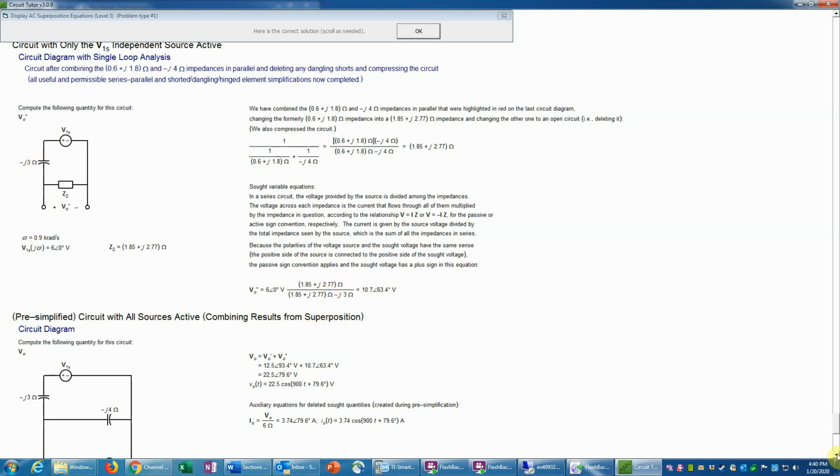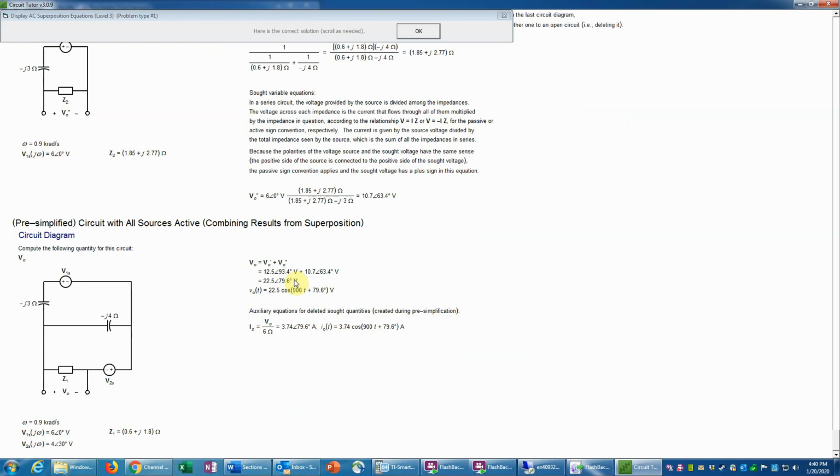And then the last step in superposition would be to combine those two partial values that we had before, which were the 10.7 angle 63.4 and the one from the first calculation for V0 prime, and just add those two numbers on a calculator. Again, you would need a calculator to do that because the result is certainly not obvious, but it's basically vector addition of those two numbers. And that gives us the final value of V0 due to both sources acting at the same time.